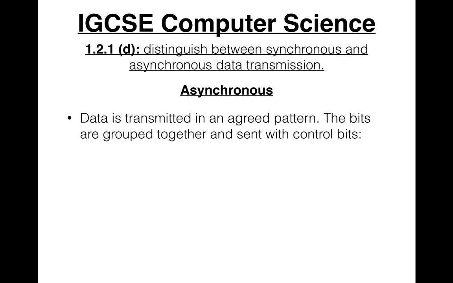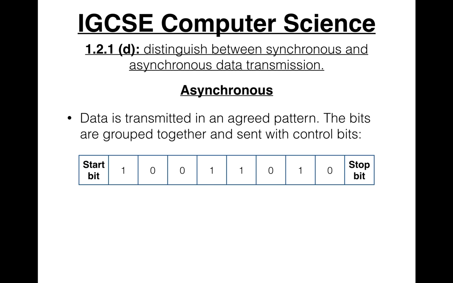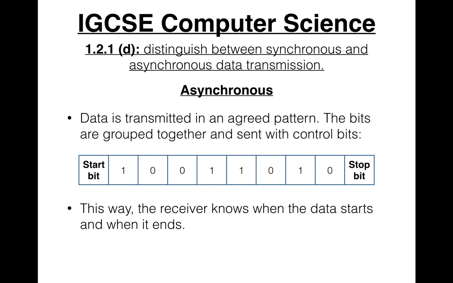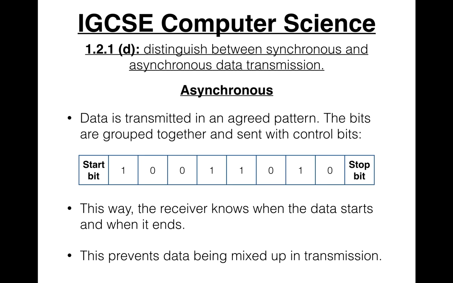So asynchronous, that being said, is data transmitted in an agreed pattern. The bits are grouped together and sent with control bits. So there's a start bit and a stop bit. So this is the data, start bit, stop bit. And this way the receiver knows when the data starts and when it ends. And of course this prevents data being mixed up in transmission, which obviously can be a bad thing.